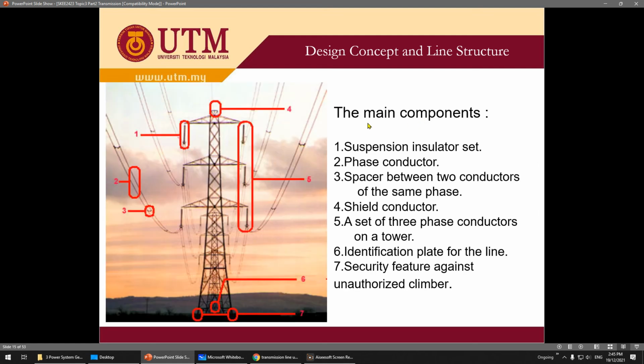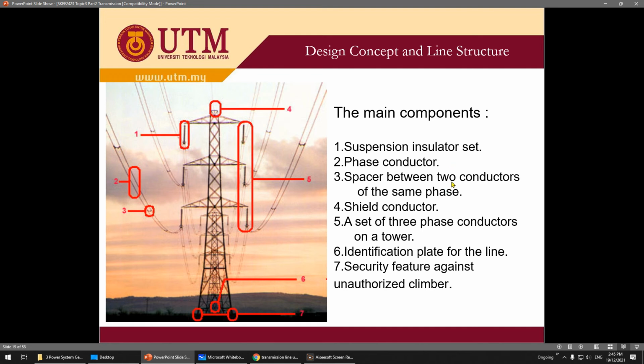Okay, so these are the main components. This is the suspension insulator set. The phase conductors are phase A, B, C, or RYB. Remember, most of you have only heard of A, B, C, but actually in Malaysia we use RYB: red, yellow, blue. Red is for A, yellow for B, blue for C.